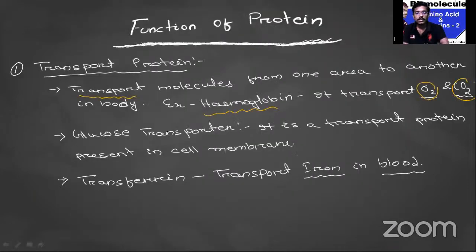Another function is that of transferrin, one of the proteins. Transferrin transports iron in the blood. Iron plays a vital role in the blood, and that iron is transported through this protein called transferrin. Okay, so these are the different functions of the protein.